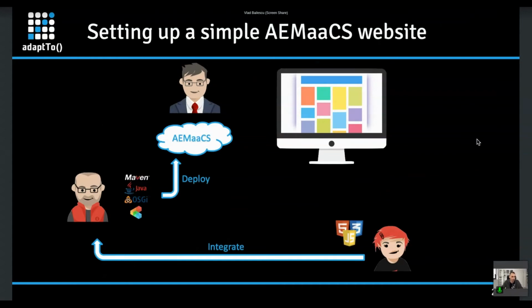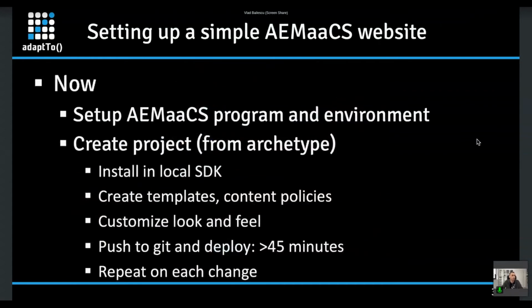Not very friendly, right? So right now, you need to set up the AEM as a cloud service program and environment, create the project, install the local SDK, create everything you need for it to actually work. You can use the archetype for that, but it's still going to be a bit of work. Then you have to push to Git and deploy and wait for about 45 minutes, and that repeats on each change. I even glossed over some of the steps that would not fit on a single slide.